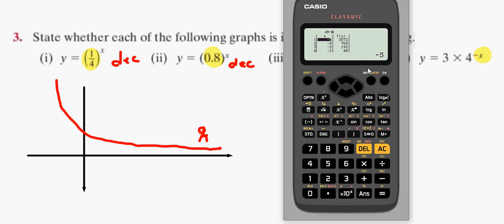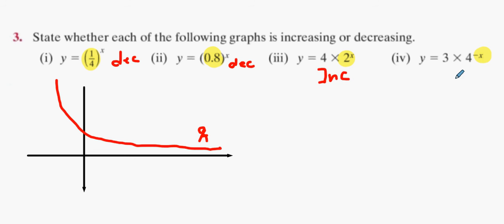It's really large at the start, and then what happens? And does it continue to decrease? It's always going to decrease. Everybody cool with that? Now, just for argument's sake, I'm going to show you the difference between 2 to the power of x and 2 to the power of minus x, just so you can see it.